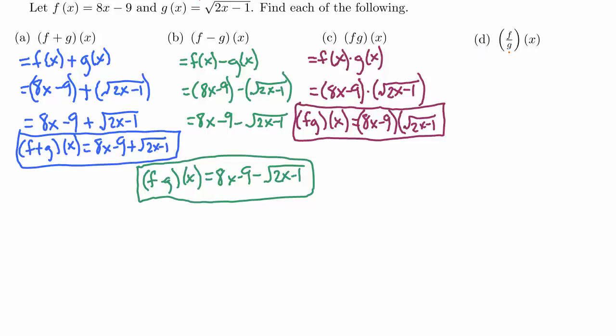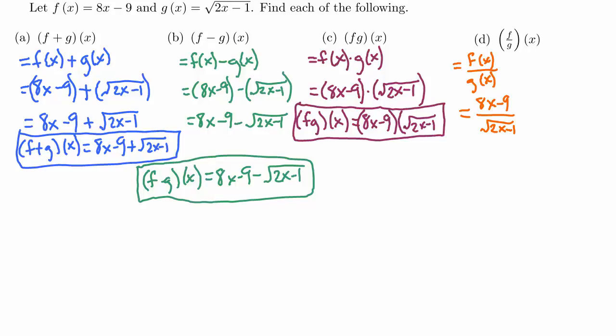Let's look at letter D, f divided by g of x. What this means is f of x divided by g of x. Well, f of x is 8x minus 9, and g of x is the square root of 2x minus 1. And I would say leave this here, except for one thing. There is a radical in the denominator. Because there's a radical in the denominator, I need to get rid of it.